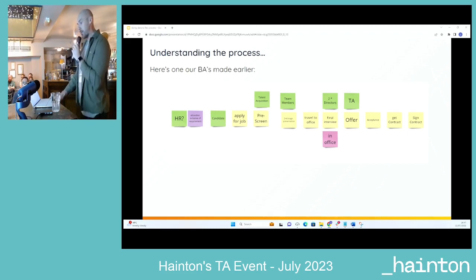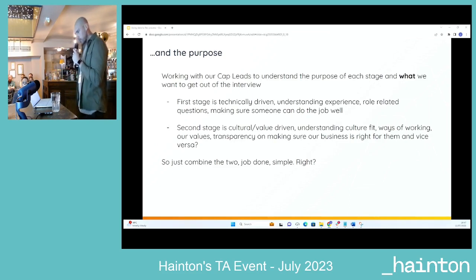So once we mapped out our process, we asked ourselves, what's the purpose? Why do we do it? At each stage, we asked, what does this achieve?